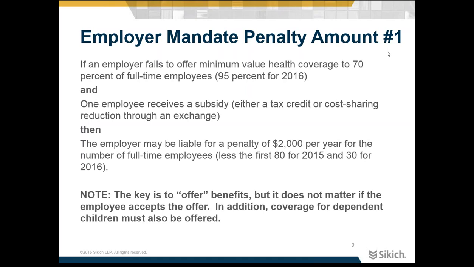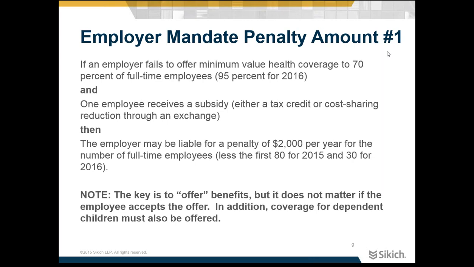And again, there's some cushion here where the first group of employees won't be subject to the penalty. So the first 80 for 2015 won't be subject to the penalty, and then that'll move to 30 for the following year. So the key issue here is that you have to offer benefits that meet these criteria. It doesn't matter if the employee decides not to accept the coverage. You can't force that. It's just one of the codes that will answer is going to be what did you actually offer to the participant.